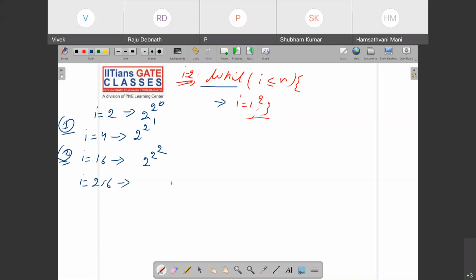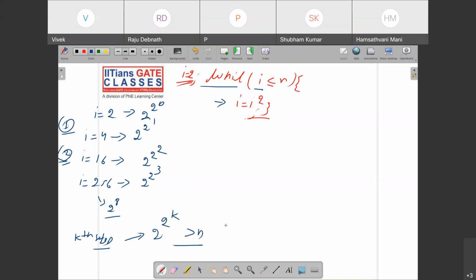How can you write 256? How much is the power? It's 8, right? 256 can be written as 2 raised to power 8, right? So it's 2 to the power 2 to the power 3. Okay, so I got it. Got it? Now at the kth step, you can write it like 2 to the power 2 to the power k, where this loop breaks. It is greater than n.